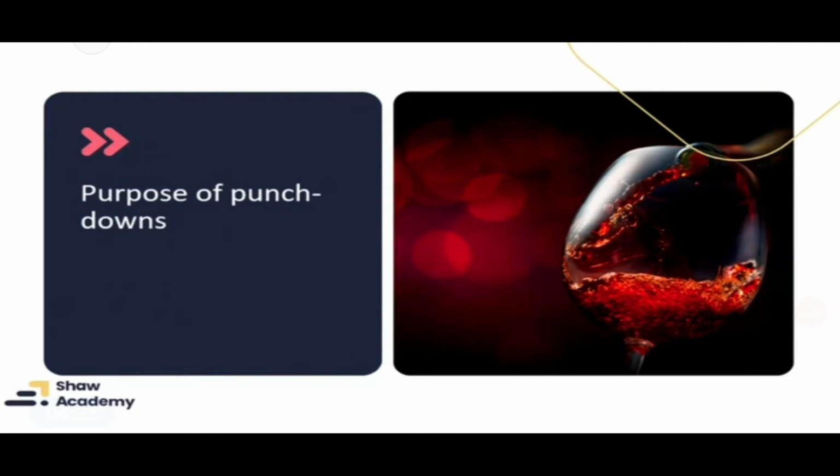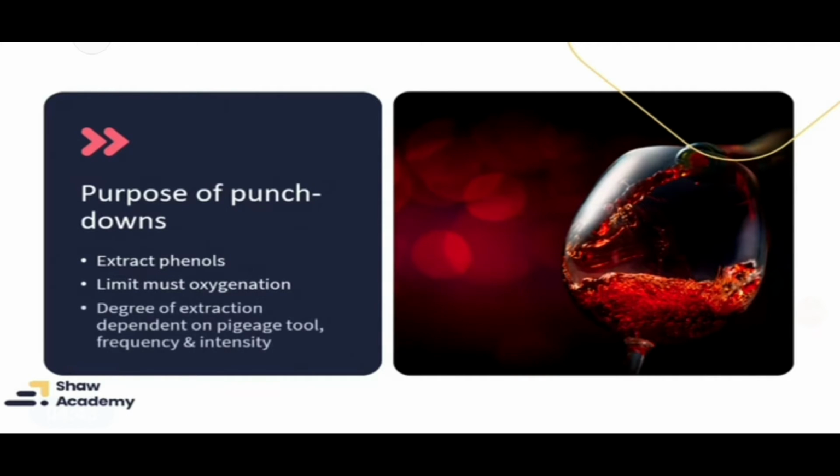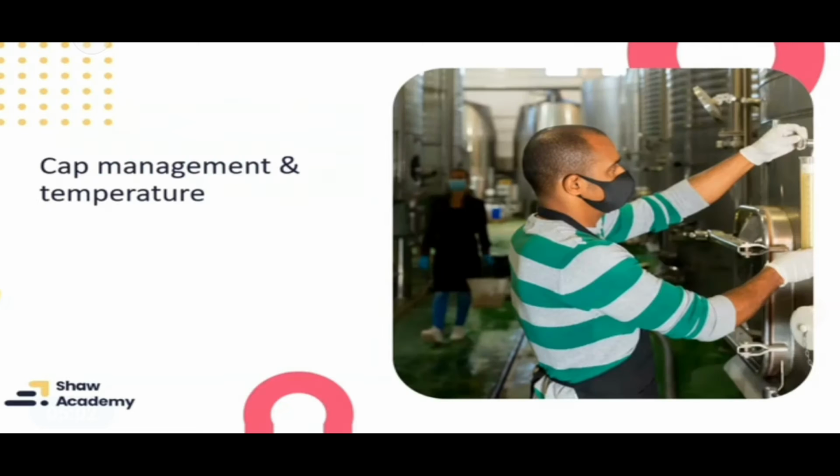This process is done manually and is very labor intensive. The purpose of a punch down is to extract, once again, anthocyanins and tannins from the cap without oxygenating the must as much as you would in a pump over or a rack and return. The degree of extraction from the cap depends on which tool you are using for a pigeage. For example, if you're just punching down gently, submerging the cap and breaking it up gently with your hand, you'll get a much more gentle extraction than if you're using a tool and really working that cap. It also depends on the frequency and the intensity of the punch down.